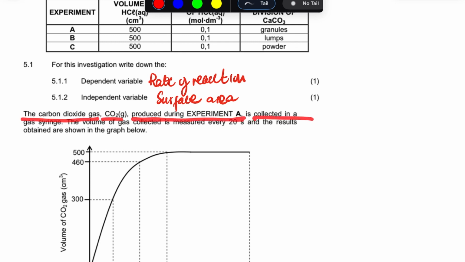Now, going to the graph, it says the carbon dioxide gas produced during experiment A is collected in a gas syringe. The volume of gas collected is measured every 20 seconds, and the results obtained are in the graph below. Guys, this graph is the volume of carbon dioxide versus the time, right? At time 0, there was no carbon dioxide. As the reaction progresses, the volume of carbon dioxide captured increases until the reaction reaches completion. So the maximum amount of carbon dioxide produced is 500 cubic centimeters. Very important.